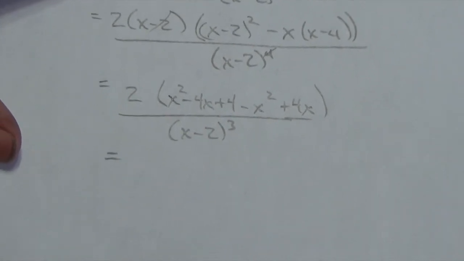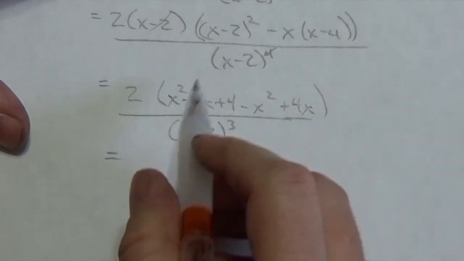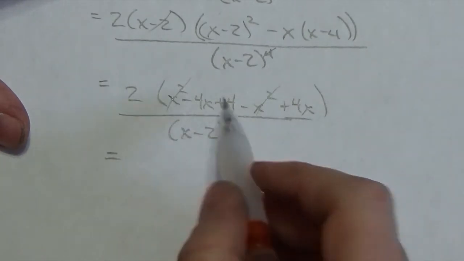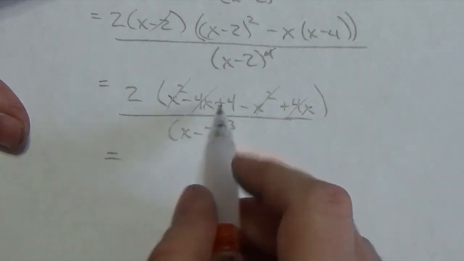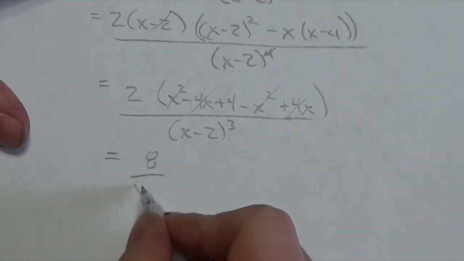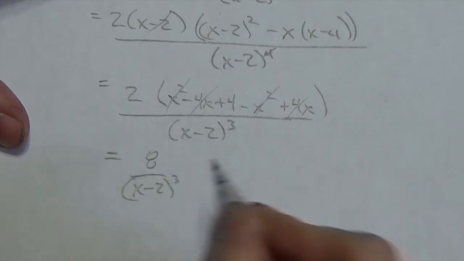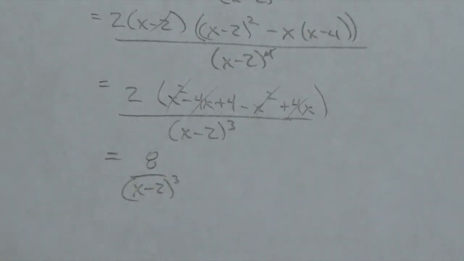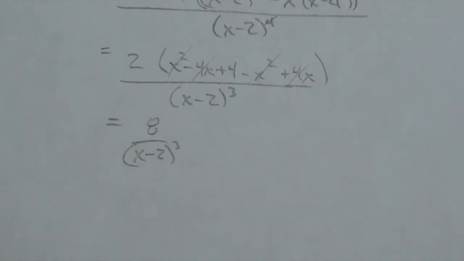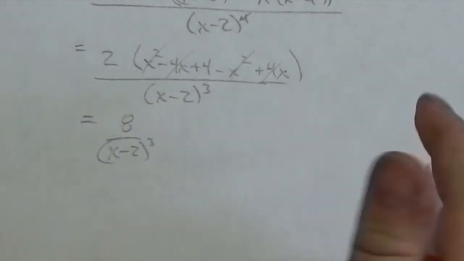Oh, I like what I just saw there. This is looking good, because that will cancel with that, and that will cancel with that. I'm left with just 4 times 2. That is beautiful. That just became 8 over (x minus 2) cubed. Well, that was outstanding.